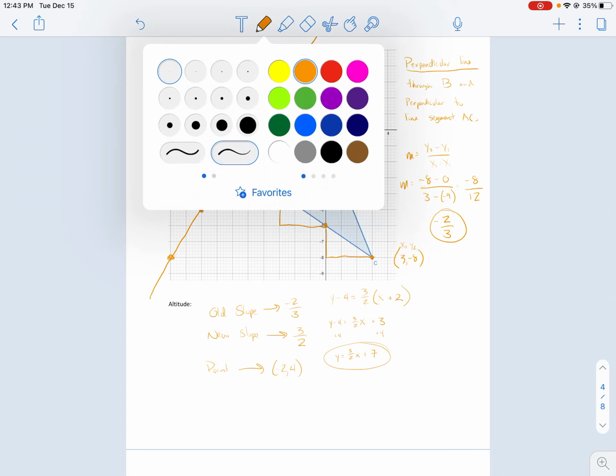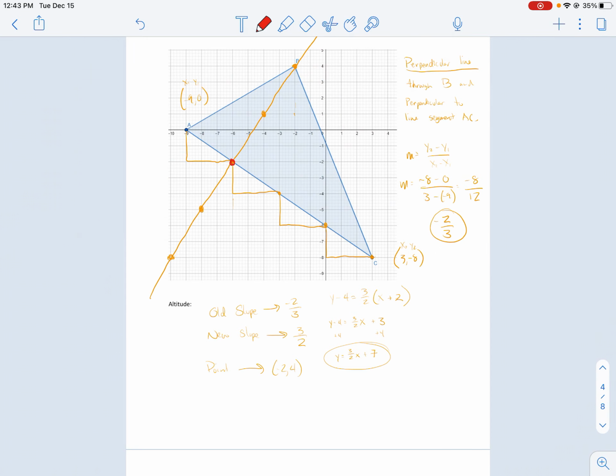Now let me highlight it in red. This distance here is our altitude. It creates a perpendicular line there. Now all we've got to do is use this intersection point and our point for B, which is negative 2 comma 4, and utilizing the distance formula, we can find that altitude.